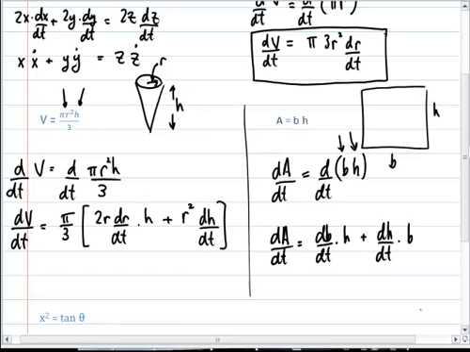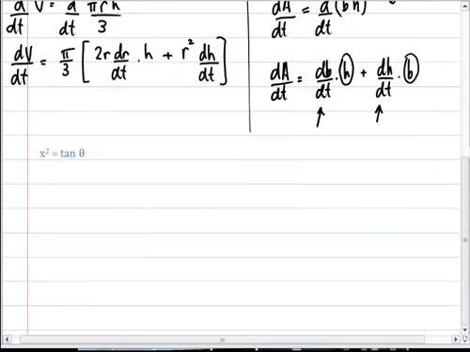In this case, because the base and the height were being multiplied by each other, we used the product rule, where I first took the derivative of the base, and then I multiplied it by the height, and then I took the derivative of the height, and I multiplied it by the base. This is taking advantage of the product rule and doing a time-based derivative.